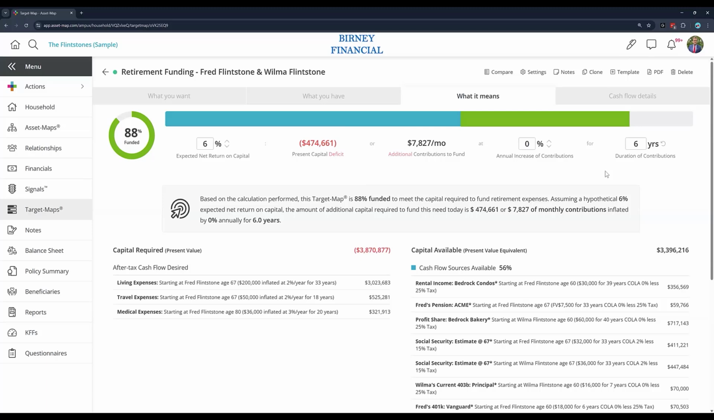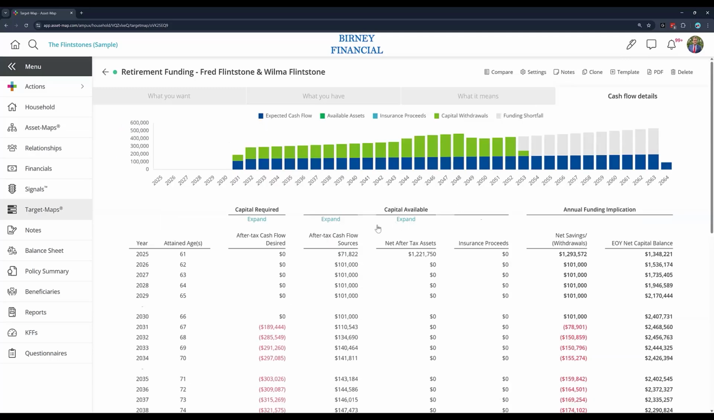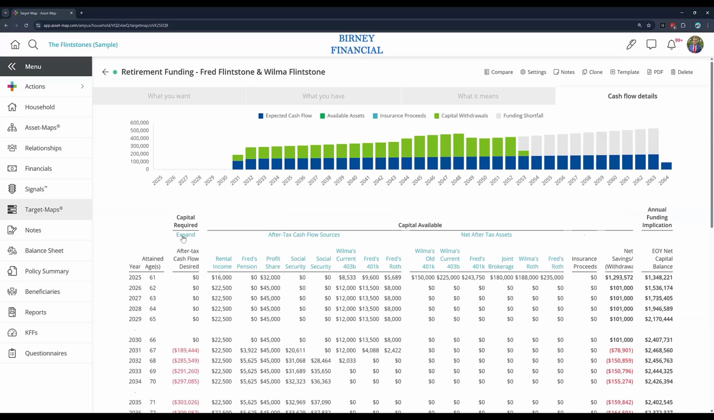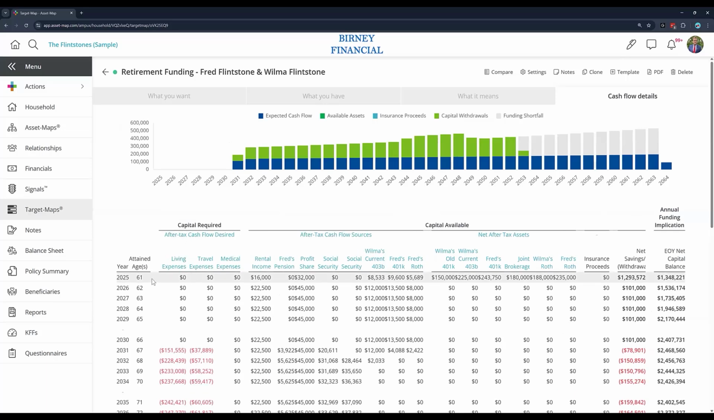For retirement target maps, I tend to build the first one and leave it alone. You want to see how it works out? Check out these cash flow details. Open this page up, expand all of these sections, and here's how it works. Here we are in 2025. We are taking in all these after-tax cash flows from today until the end of the year and adding them up.